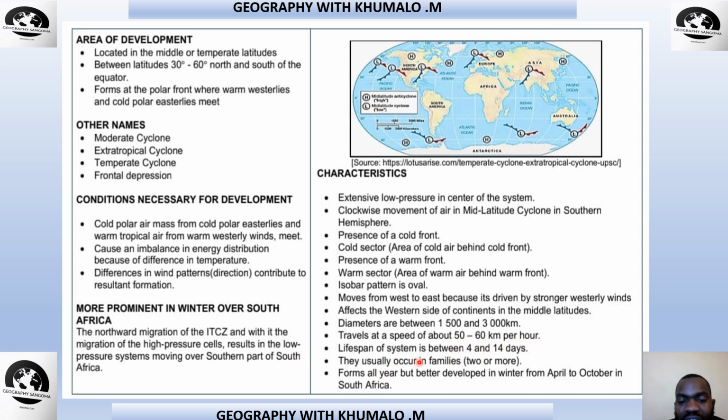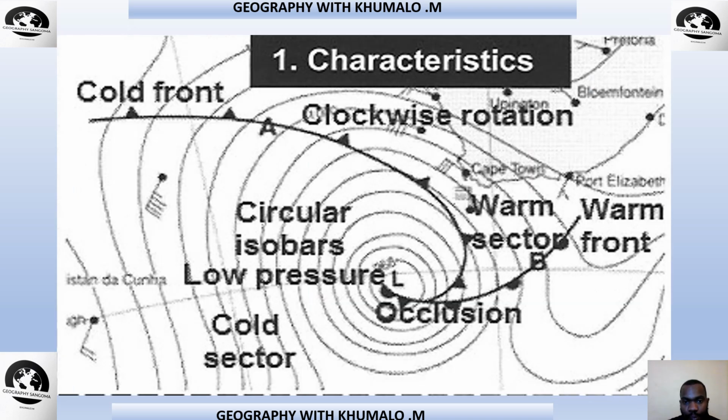The lifespan of this system is between 4 and 14 days. They usually occur in families, two or more. I'm still going to show you how these mid-latitude cyclones end up in families. It forms all year but is better developed in winter. Yes, in South Africa, they only affect us in winter because that is when our high pressure cells are in their northerly position. Now, here is a diagram to just quickly show the characteristics of the mid-latitude cyclone. You can see now, grade 12, there is a symbol of our cold front.